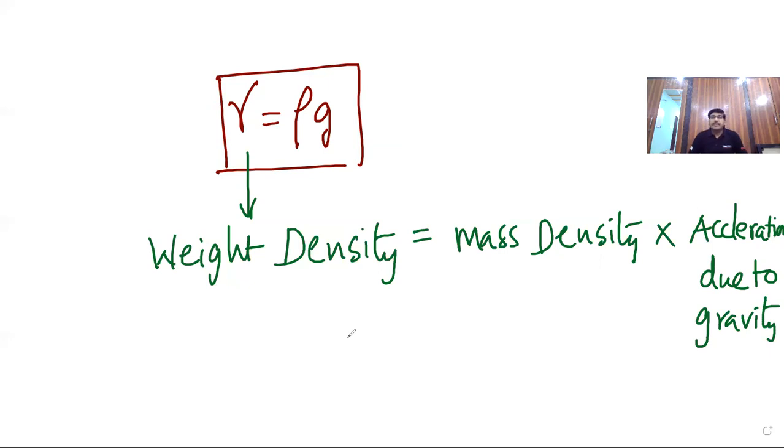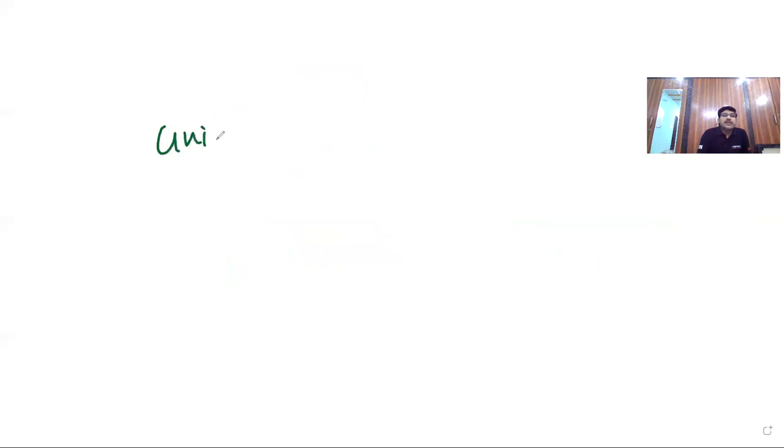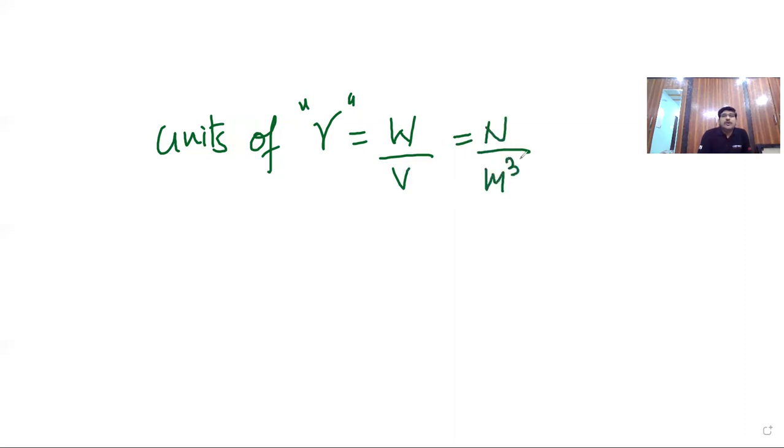Let me clear. Now, what are the units of weight density? Units of gamma is weight by volume. So the unit of weight is Newton, volume is meter cube. So Newton per meter cube. This is Newton, this is meter cube. These are the units, Newton per meter cube. Okay. Have you followed the difference between mass density and the weight density?